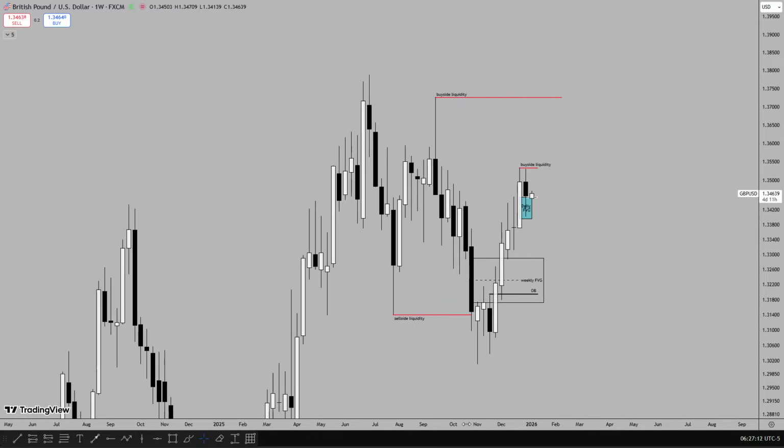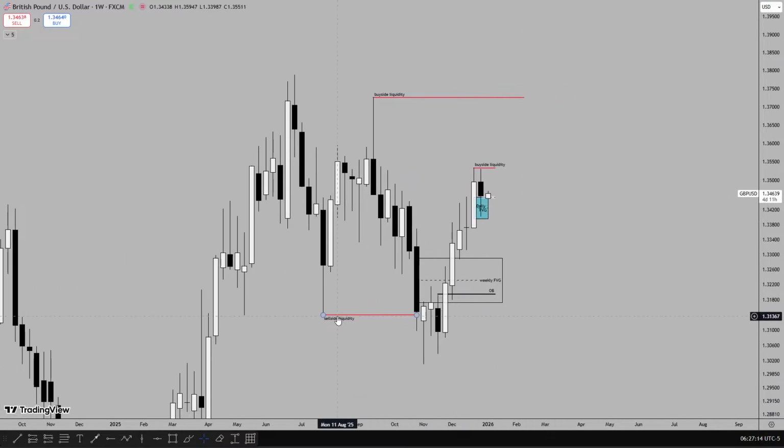On the weekly time frame of GBP USD, after the run on the sell side liquidity last year, price did an internal shift, trading through a weekly fair value gap, retracement to the weekly fair value gap, used it as a support to trade higher. The next draw on liquidity is to see price run the buy side liquidity. So currently I'm looking for price to run the buy side liquidity.